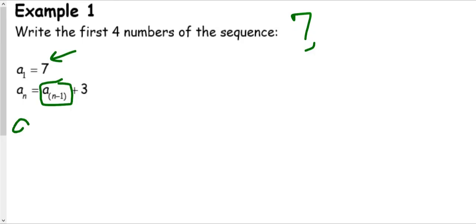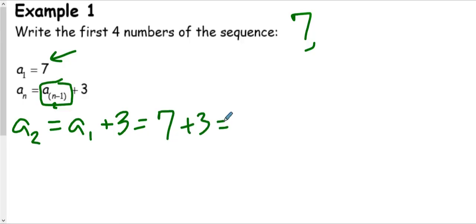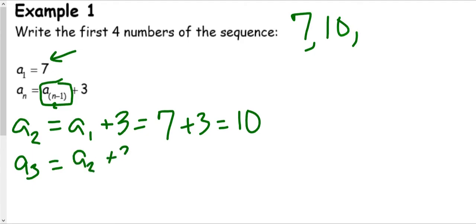So if we wanted to find A2, then what's 2 minus 1? That would be 1. So we're going to say A1 plus 3. What was A1? It was 7. And 7 plus 3 is 10. So the next term is 10. So now we've got to find the third term, which means we're looking for A sub 3. And that means I want to plug in A sub 2 plus 3. So that would be 10 plus 3, which would be 13.